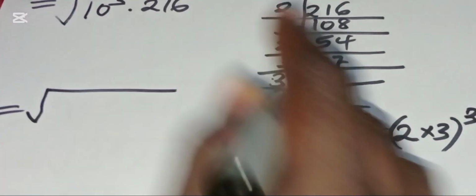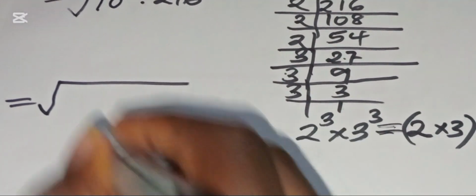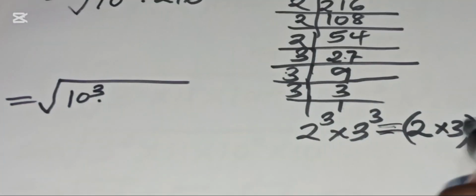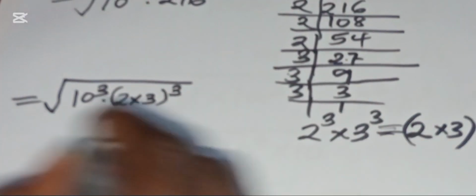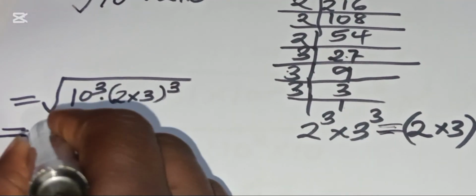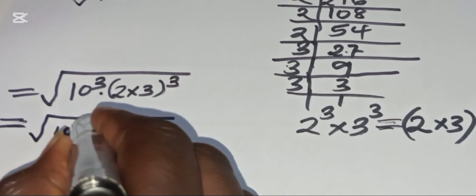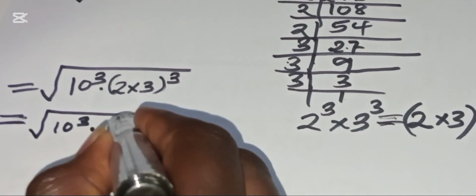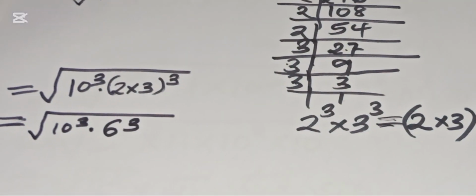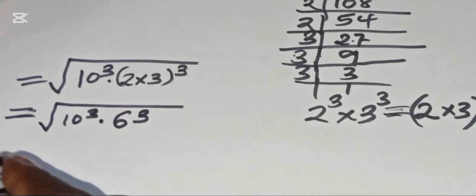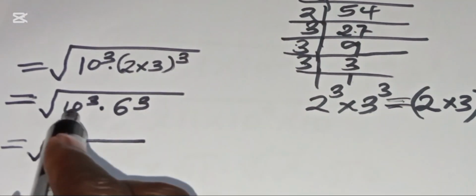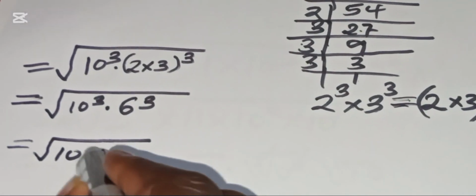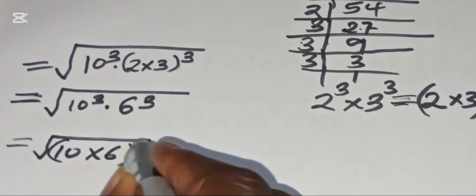So let's substitute this back into the equation. We're going to have 10 cubed multiplied by 2 times 3 raised to power 3, which is the same thing as the square root of 10 cubed multiplied by 2 times 3, this is 6 cubed. So this is now the square root of 10 cubed times 6 cubed, which is the same thing as 10 times 6 raised to power 3.